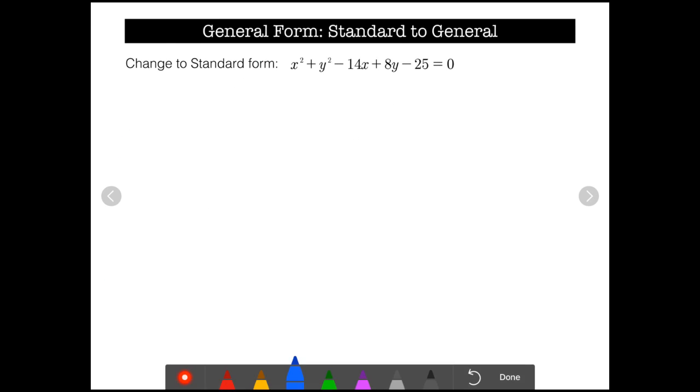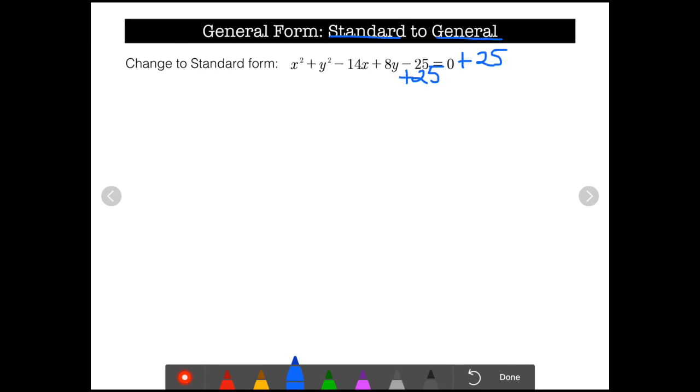For this next example of the general form, we are converting, actually this is the wrong way, this is supposed to say general to standard, but you guys know what I mean. Alright, so let's see, change to standard form. The first step in this process is to add 25 to both sides. So plus 25. This is basically a process.